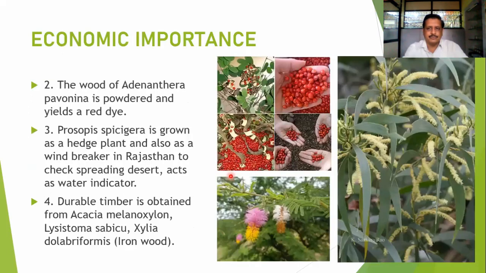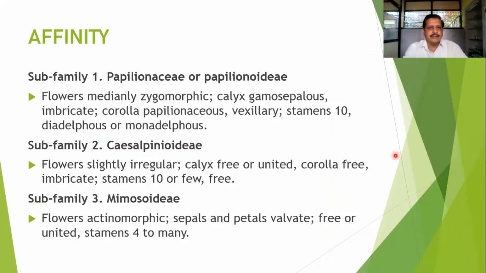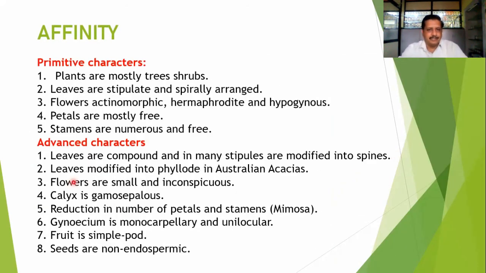आताच आपण एक photograph बघितला. We also call these Australian acacias. So these acacias have characters like phyllodes, which may be present in these members. These are actually modifications. Flowers are small and inconspicuous. Very small flowers are there. Larger flowers are the typical primitive character, but the smaller size of the flower and inconspicuous flowers lead towards the advanced character in the family.